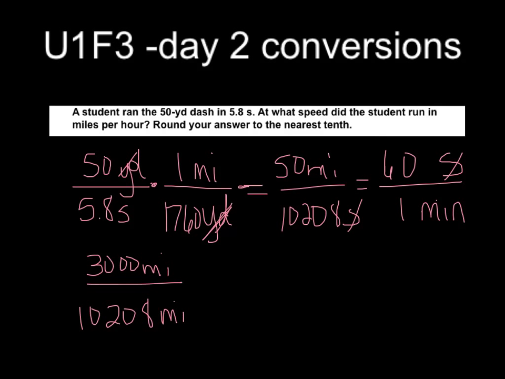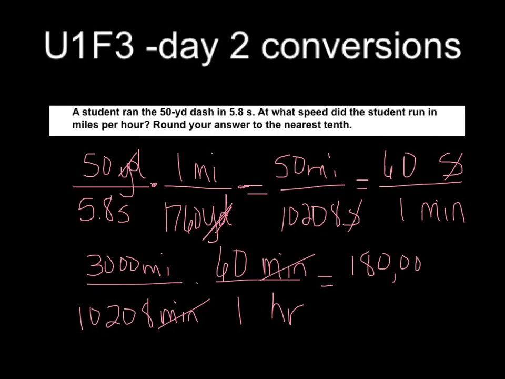over 10,208 minutes. Now I need to get rid of my minutes. So my minutes are going to go in the numerator so they cancel, and my hours is going to go in the denominator. So there's 60 minutes in 1 hour. I need to take 3,000 times 60, and that is 180,000. What's left in the numerator are miles, and then my denominator is 10,208 hours.